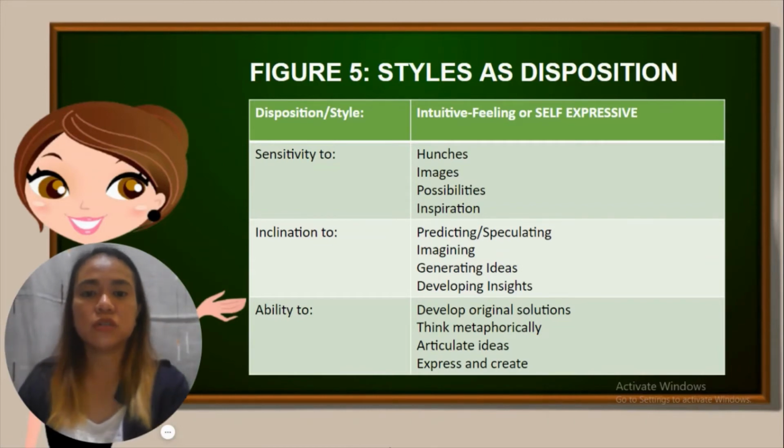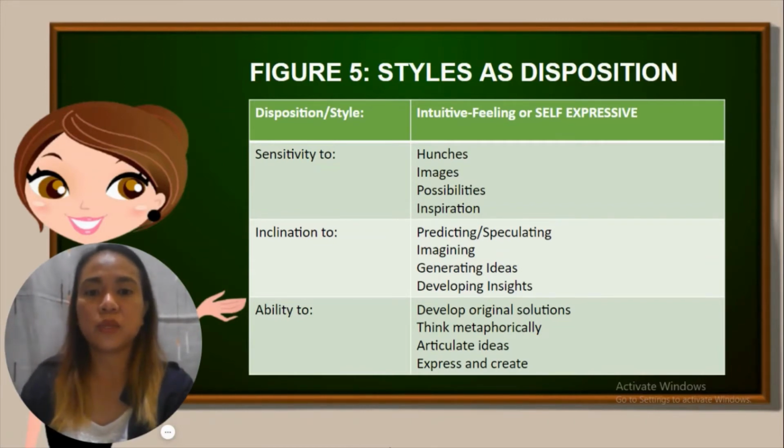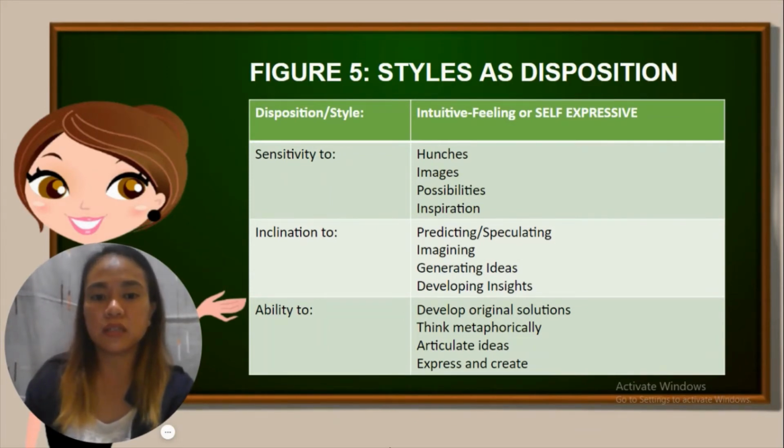The third disposition is the self-expressive style. They want to use their imaginations to explore their ideas. Sensitivity: they may experience difficulty when instruction focuses on drills, practice, and rote problem solving. Inclination: they learn best when they are invited to express themselves in unique and original ways. Ability to: they like creative and artistic activities, open-ended and non-routine problems, generating possibilities and alternatives, and asking what if.